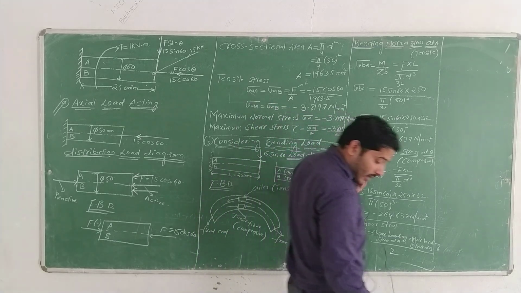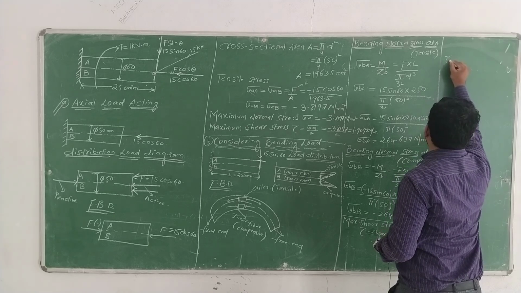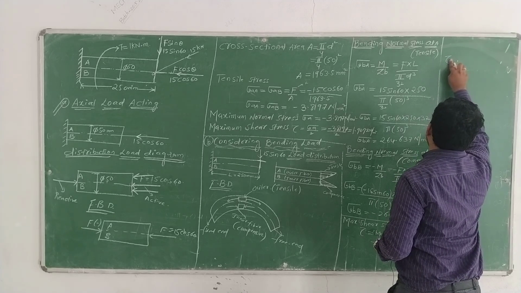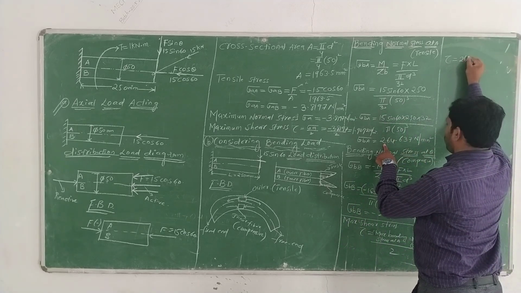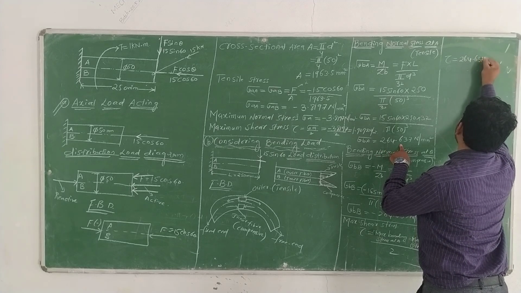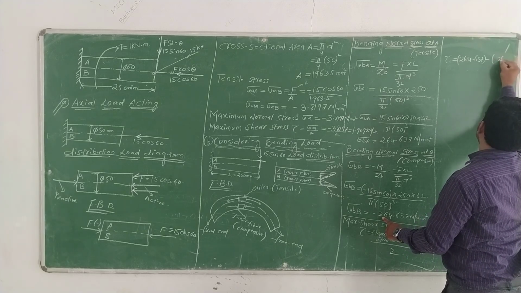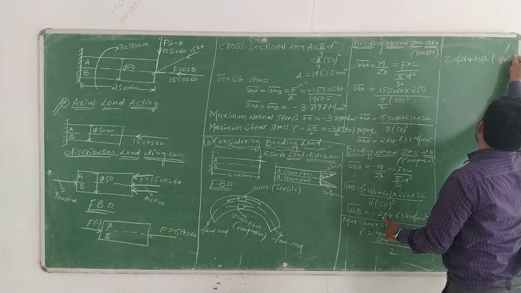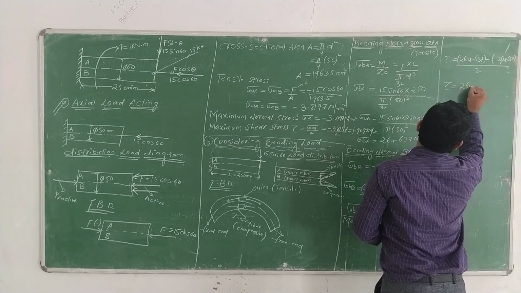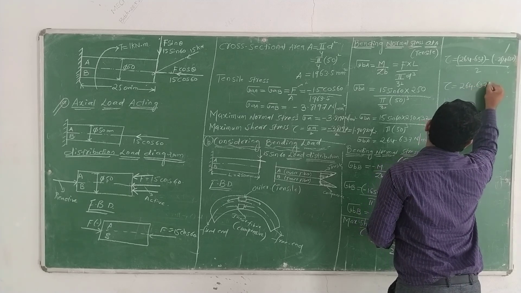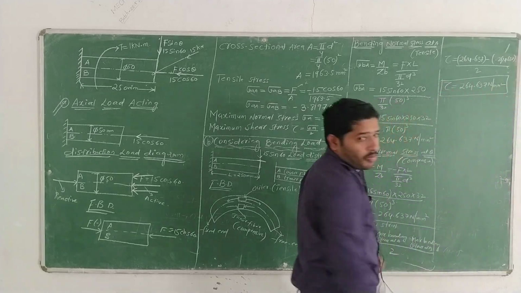Is it right here? Then tau, the maximum shear stress, is equal to 264.637 minus minus 264.637, by 2. If you divide, then you will get the value 264.637 Newton per mm square. That is the value of maximum shear stress.